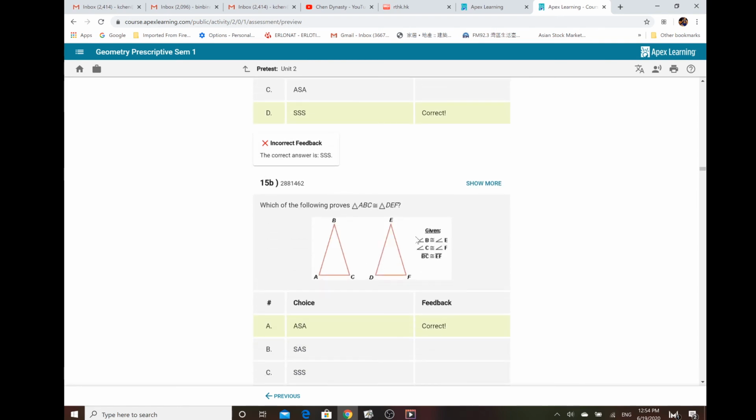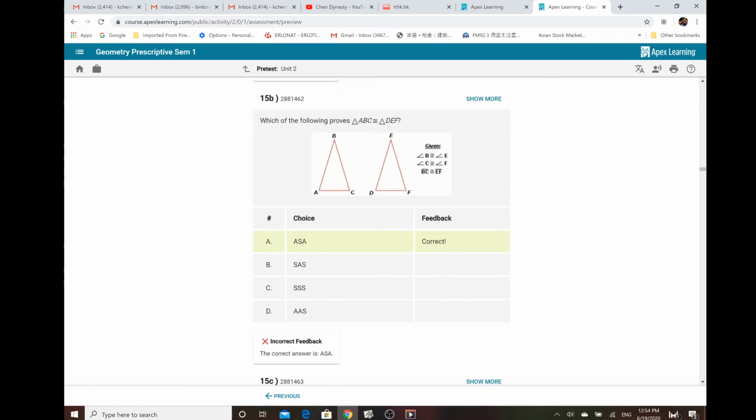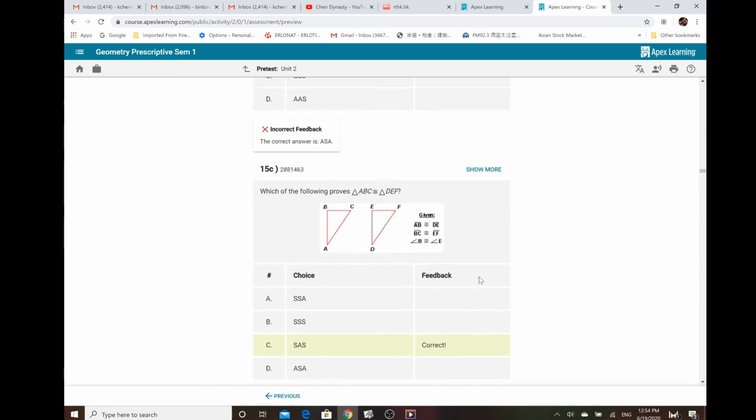And here's another one. It's given that angle B is congruent to angle E, angle C is congruent to angle F, and the included segments, segment BC, is congruent to segment EF. So this one is considered angle side angle. Again, angle F, segment EF, angle E, so angle side angle. This one can be proved by ASA, angle side angle.